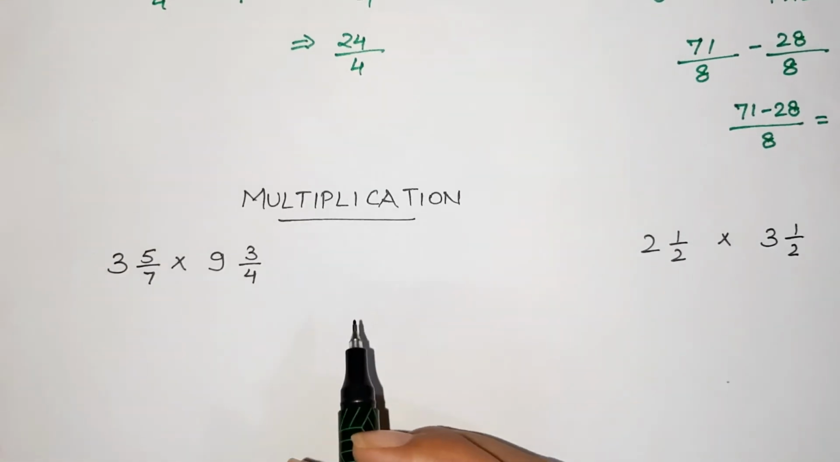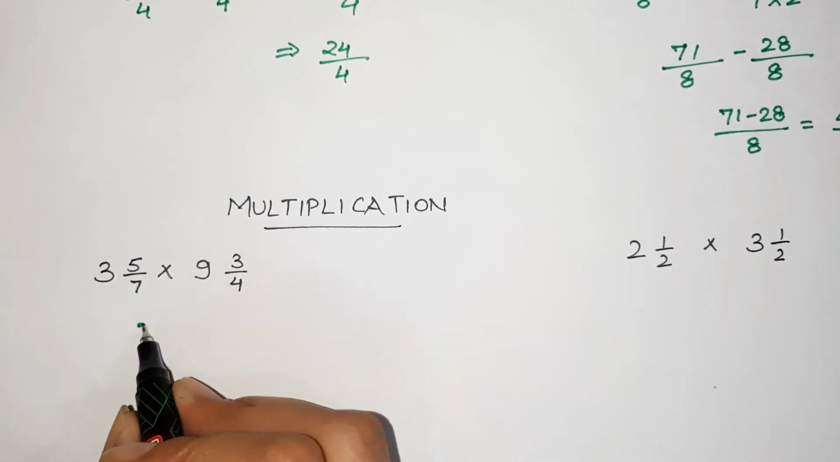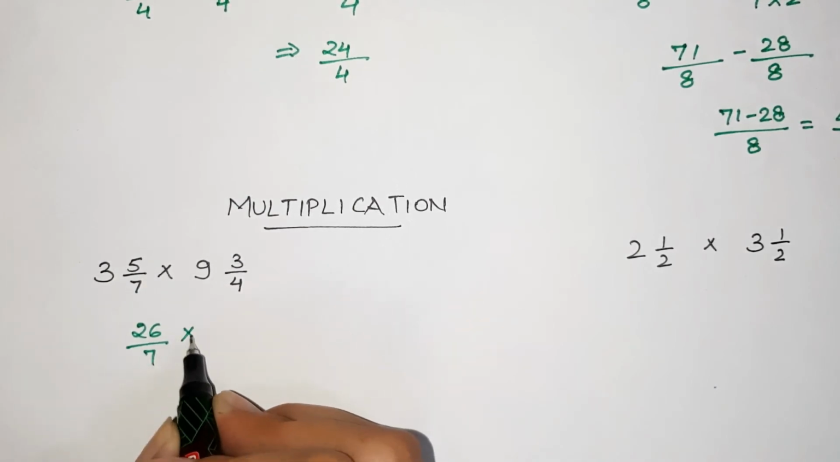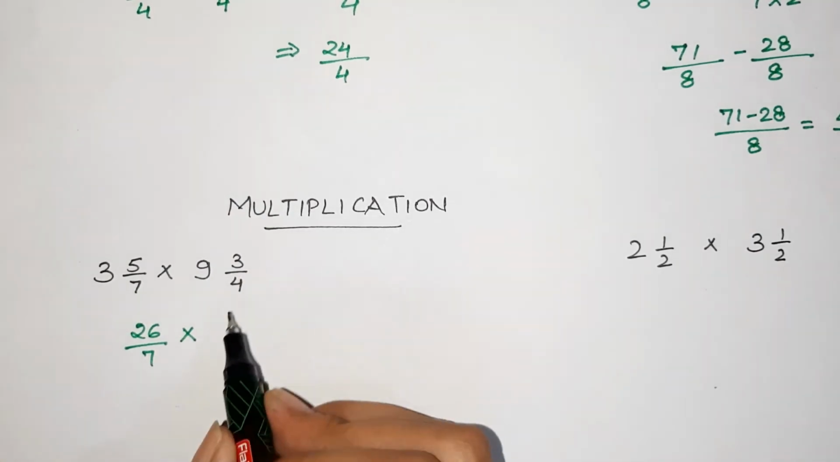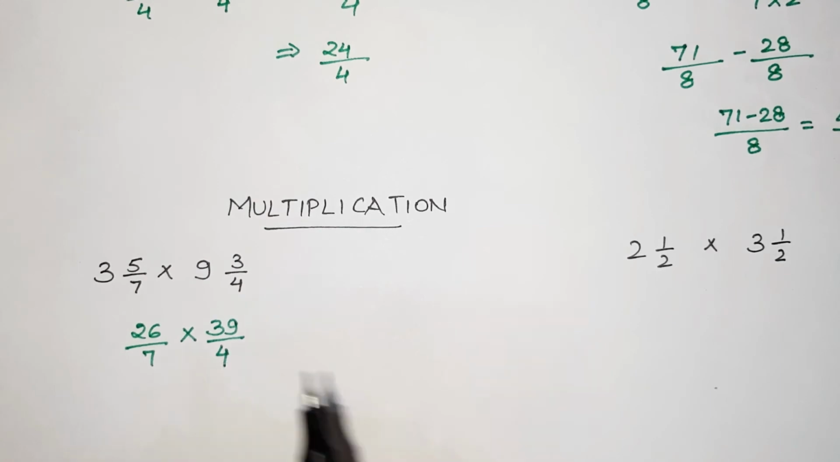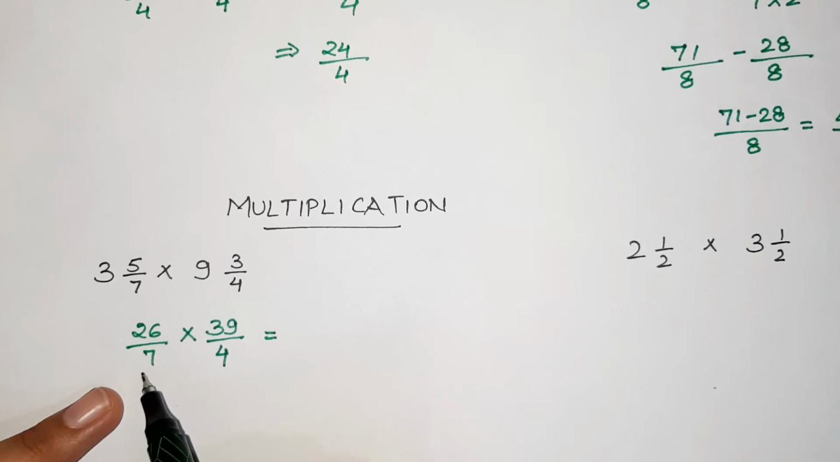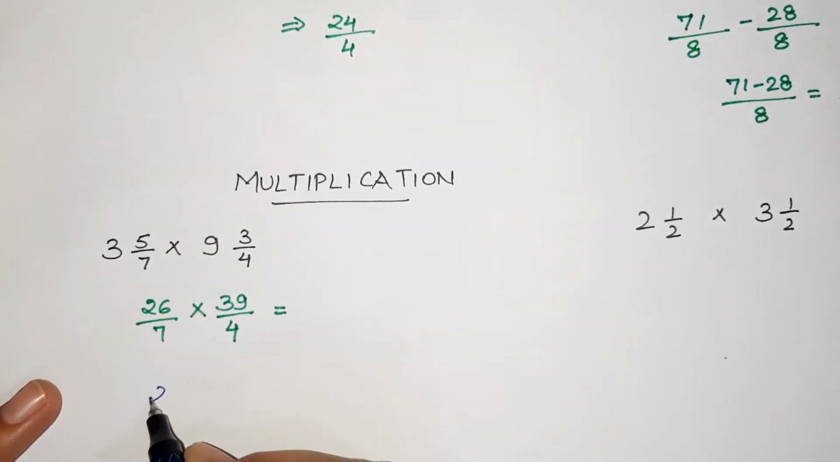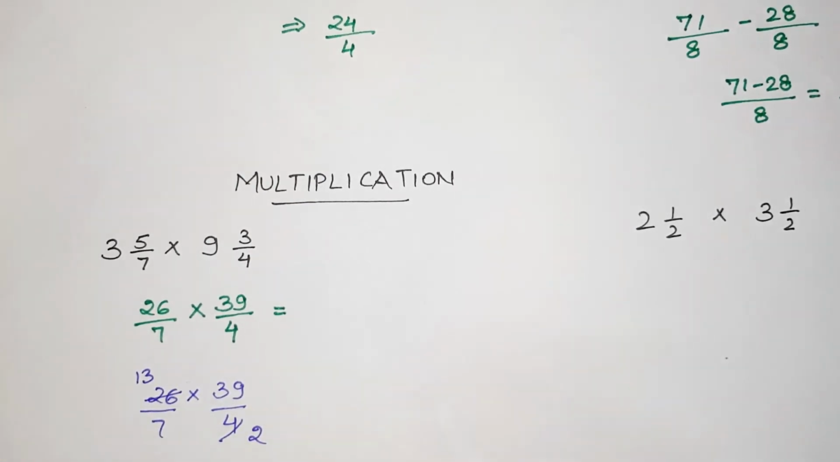Multiplication. 7 3s are 21 plus 5, 26 by 7, multiply 9 4s are 36, 37, 38, 39. We just have to multiply it, or we can cut it if they are coming in some table. We can also cut it. 2 2s are 4, 2 13s are 26.